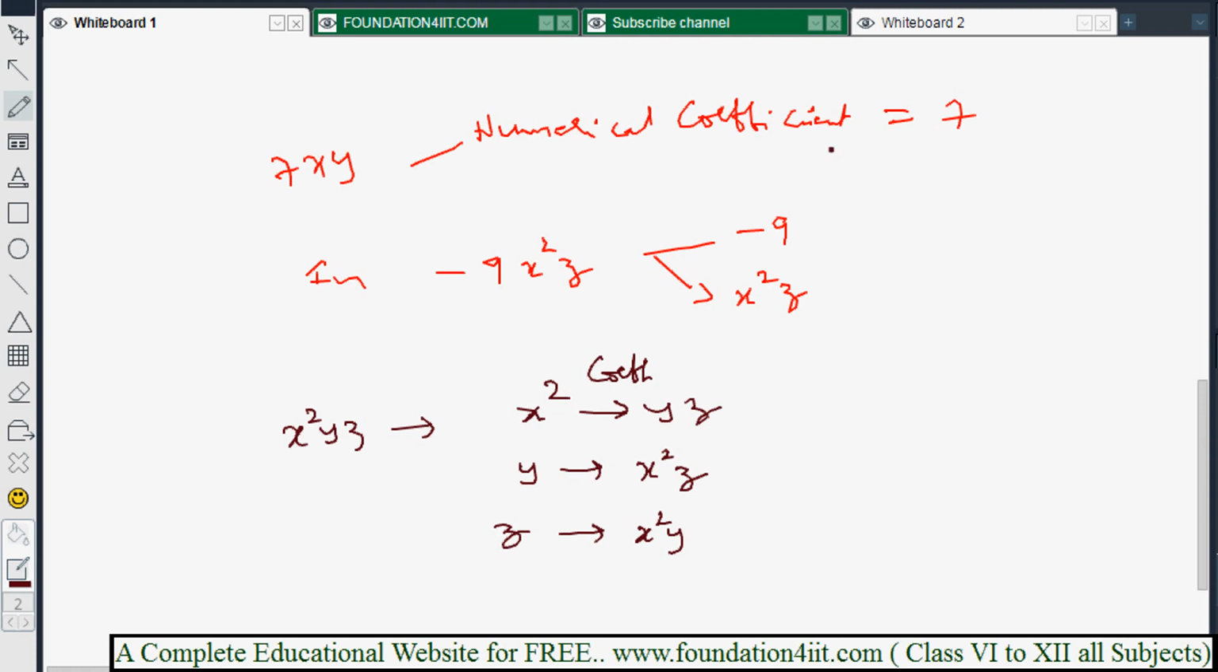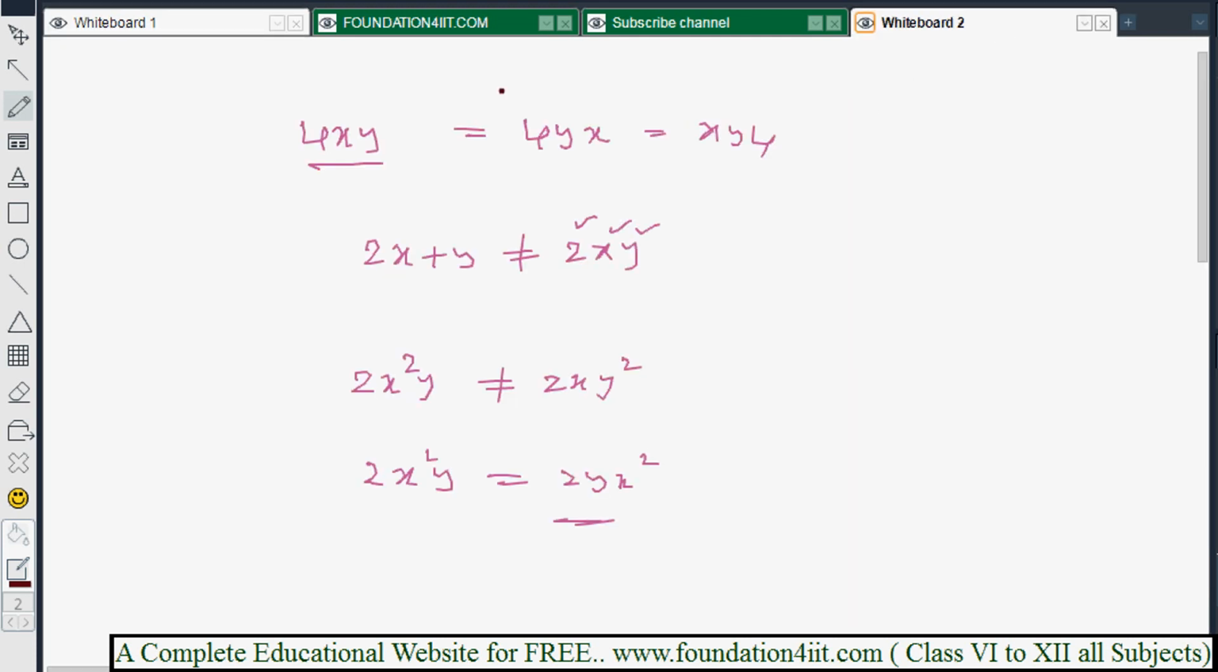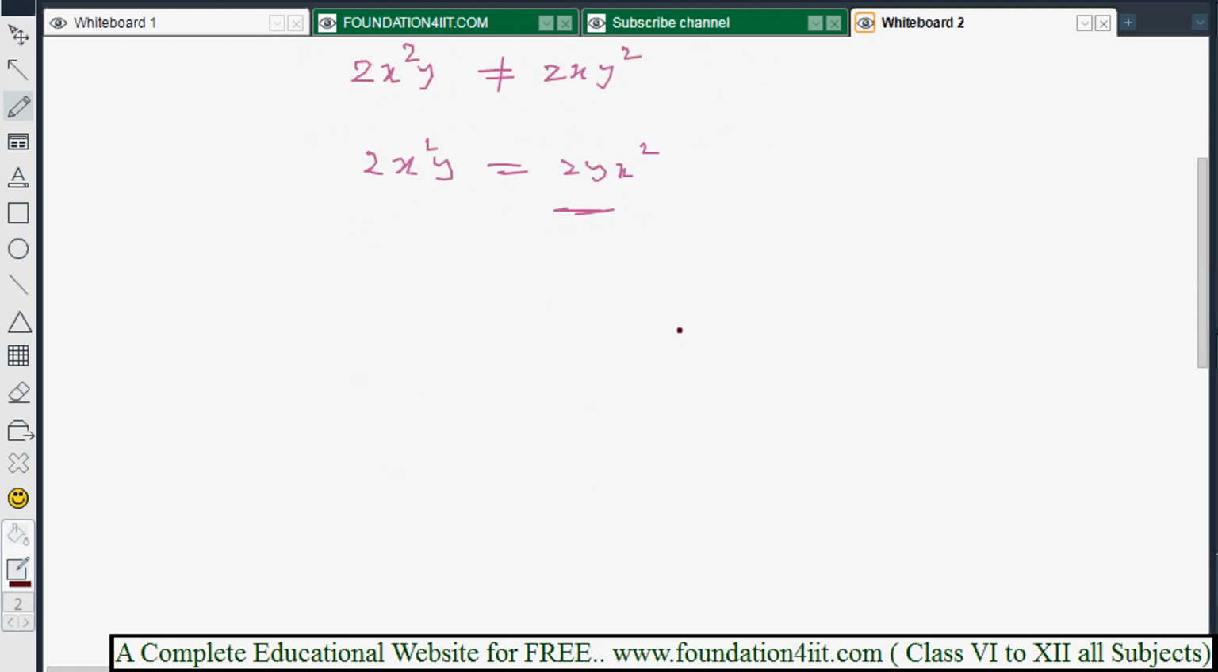Now these are coefficients. Next you'll see like terms. I'll explain like terms with an example.